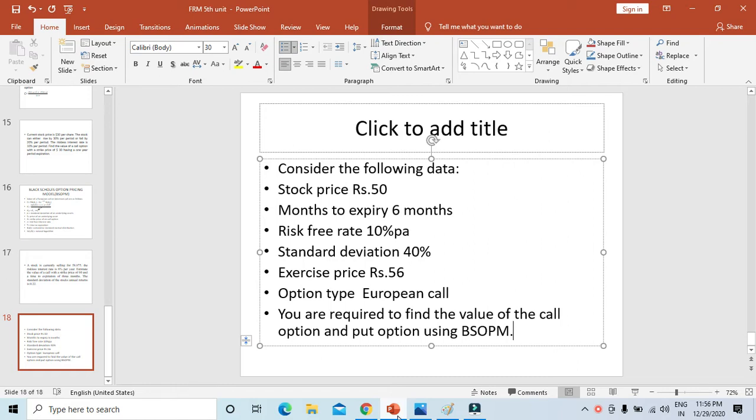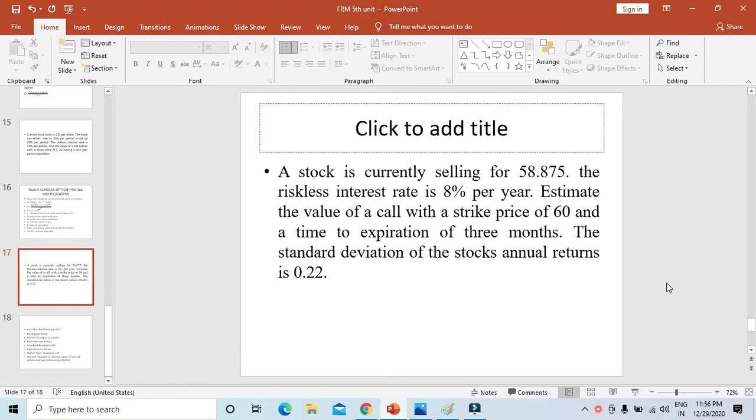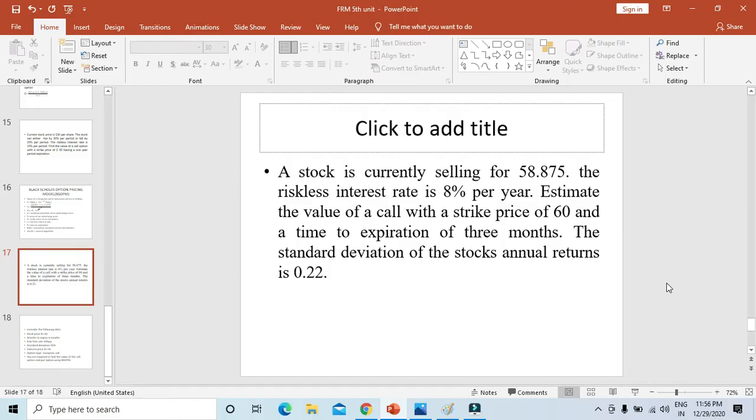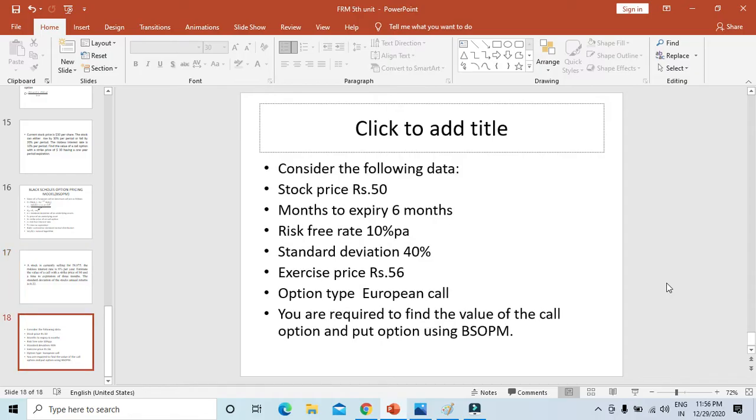I have already shown you in my last class how to calculate the BSOPM problem. This was the question. I didn't specify BSOPM over there, because I had taken it from the textbook. I missed writing the BSOPM. So here, check out this question.